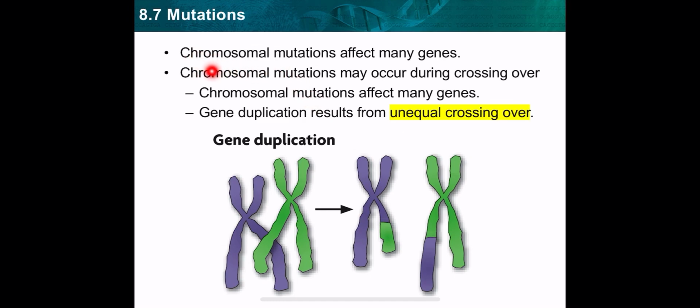Do you think the mutation might occur only in one gene or in many genes together or part of chromosomes? Actually, both. Also, mutations occur in chromosomes, which will cause chromosomal mutations. So chromosomal mutations affect many genes. When do those chromosomal mutations occur? Chromosomal mutations, most probably, occur during the crossing over process.